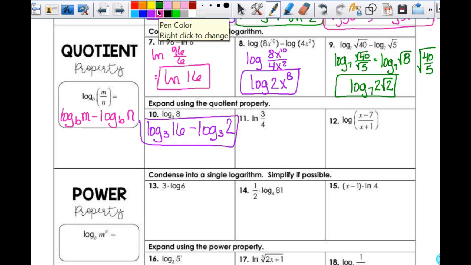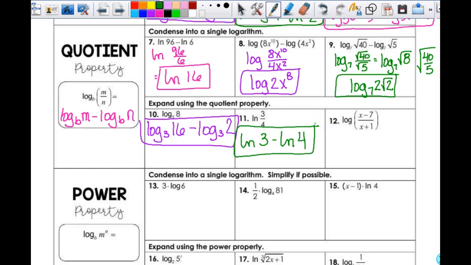All right. So then here, natural log of 3 over 4. Well, the easiest way to do that, I would think, would be the natural log of 3 minus the natural log of 4. Are there other options? Yes, there are totally other options, but you don't have to come up with them necessarily.